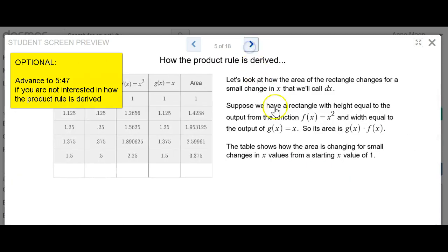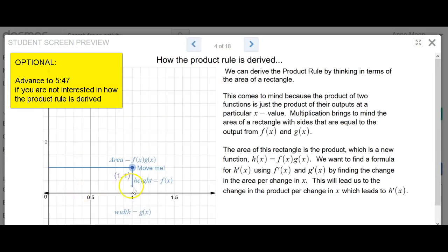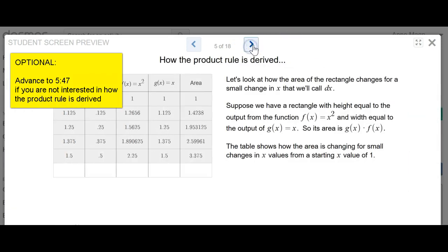I'm going to define a function, f of x equals x squared, to be the height of the rectangle. The output values from f of x give me the height, and the output values from g of x give me the width. Starting with the point 1, 1, I see the area of my rectangle is 1. Now I'm going to look at what happens when I change x by a little bit.